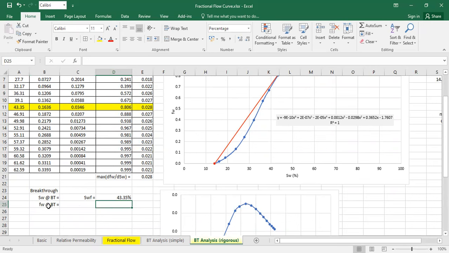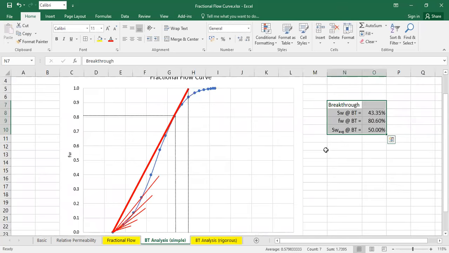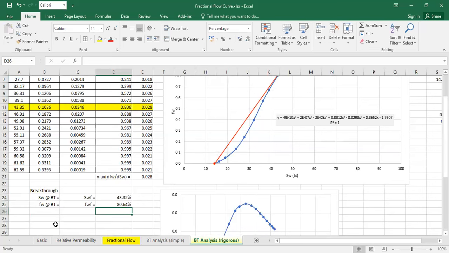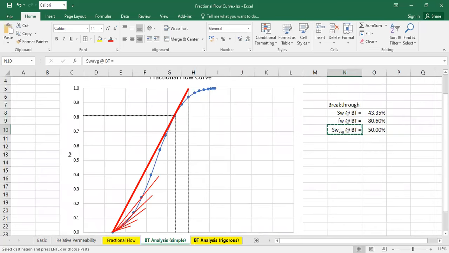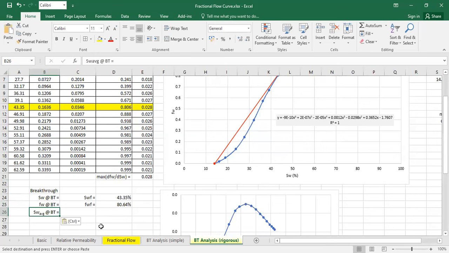Okay, and to know the fractional flow at front, just take it from that: 80.64%, which is very, very close to the simple guess like that. Okay, and what about the average water saturation behind the front at breakthrough?